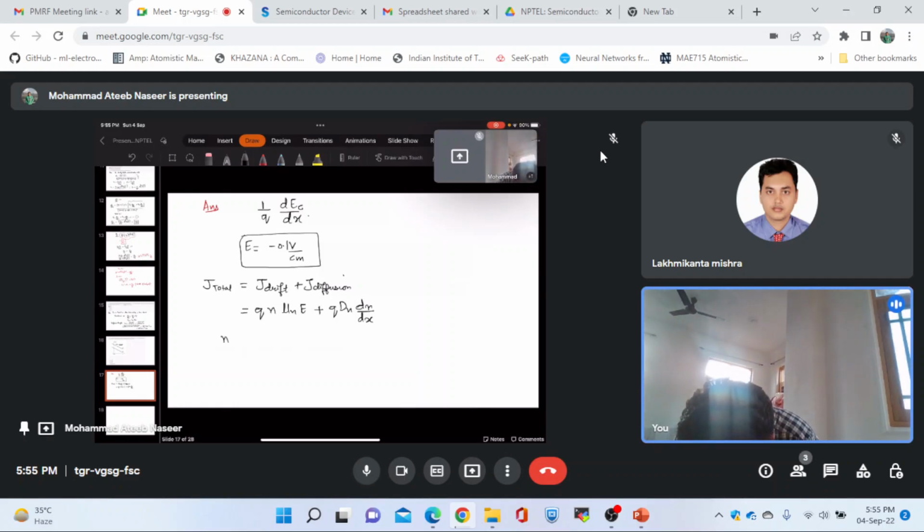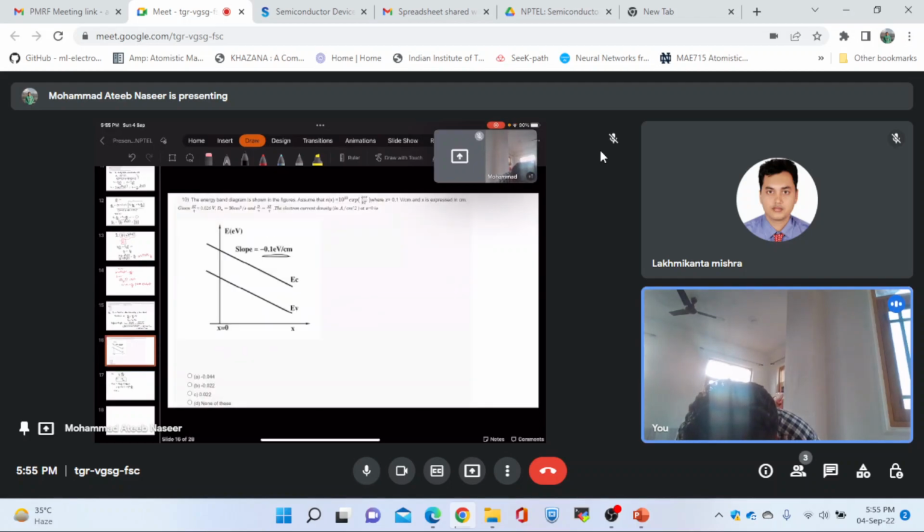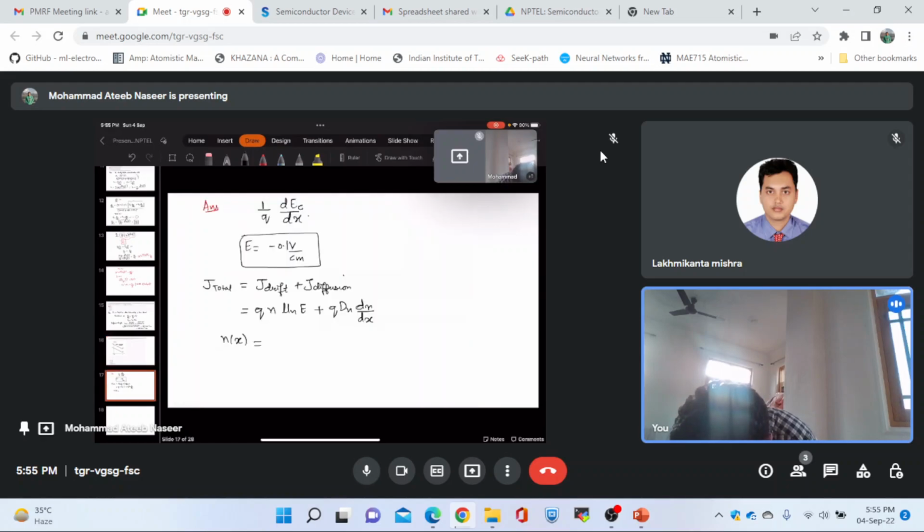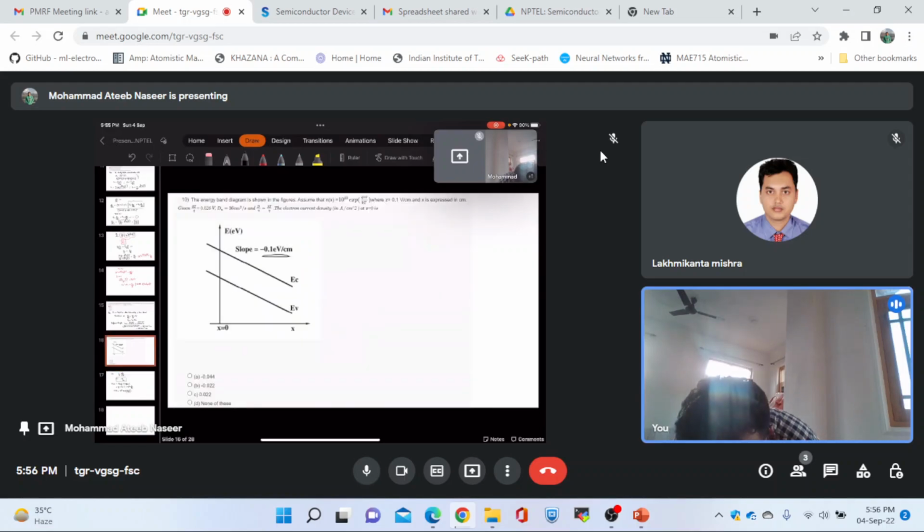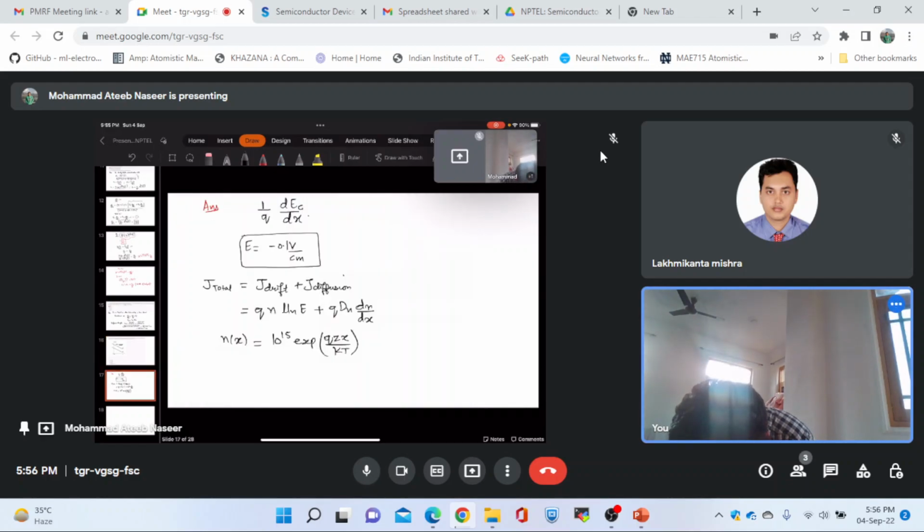But this electron concentration was given by some expression: 10 to the power 15 times exponential of qzx by kT. So this z is having some value. Z is 0.1 volt per centimeter.